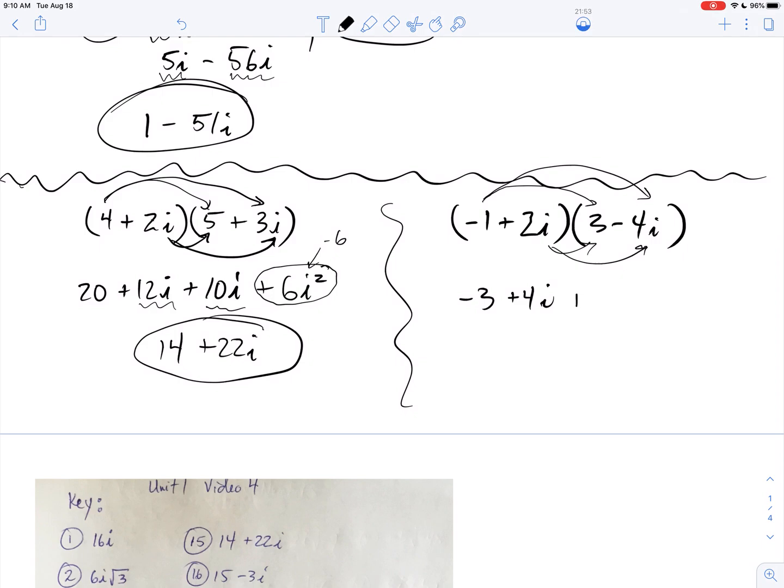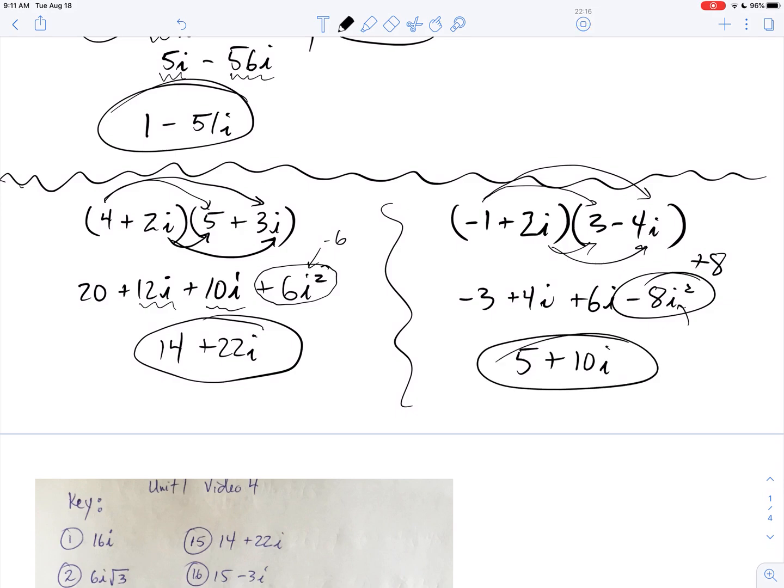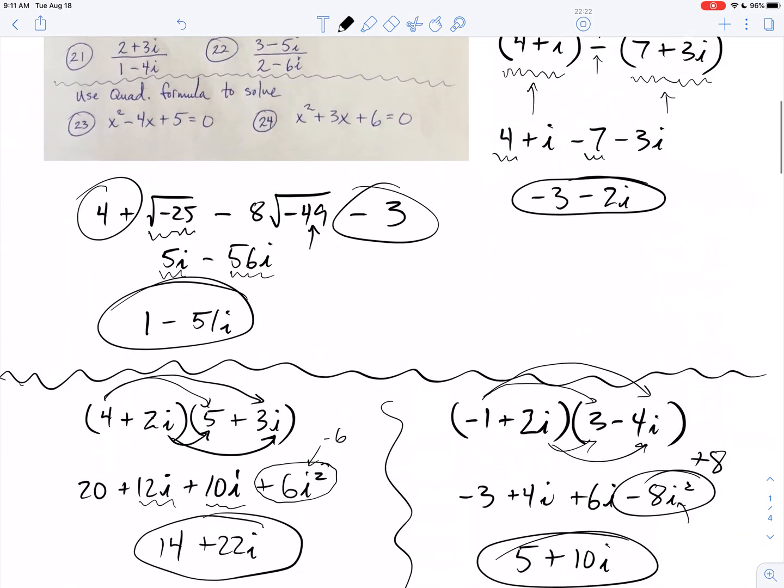And then, what is that? 6i. And then positive times a negative is a negative. 8i squared. So I go, wait a minute, that's the same as plus 8. Because i squared is negative 1. So here we go. A negative 3 plus 8, that's a 5. 4i and 6i is 10i. And there we go. Multiplying is not a big trick. It's not super gnarly.